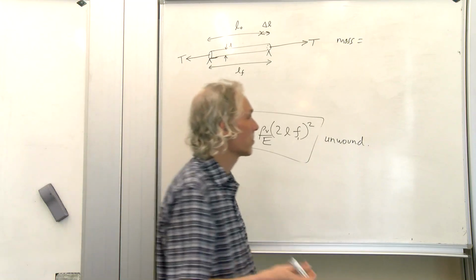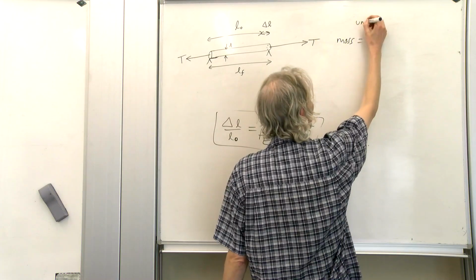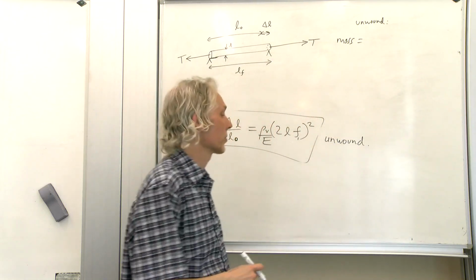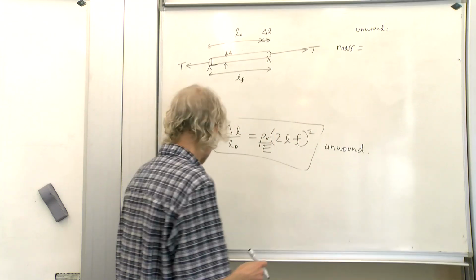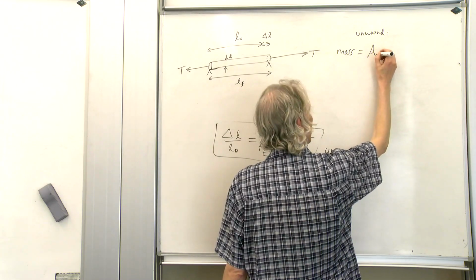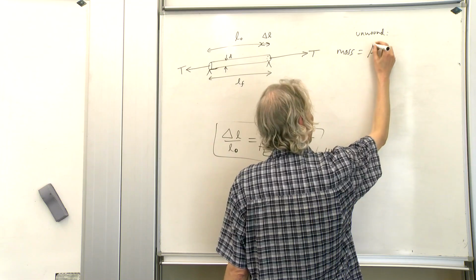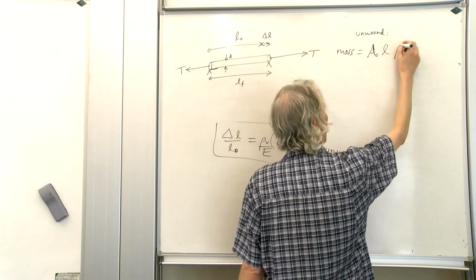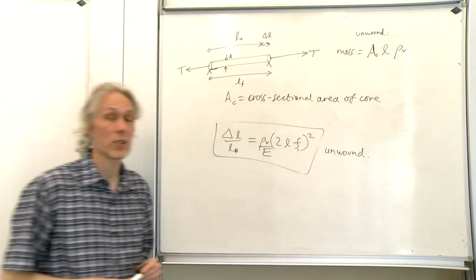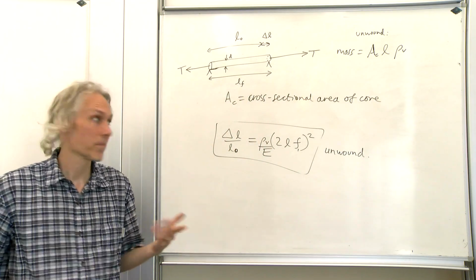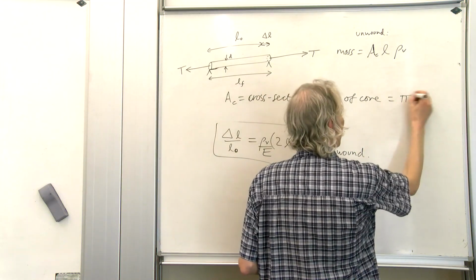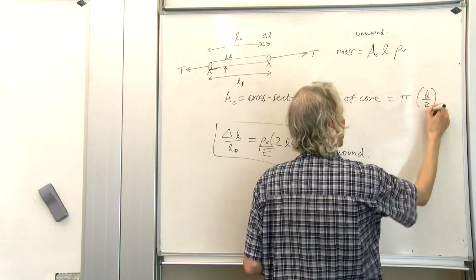So in the unwound string, the mass is going to be just the cross-sectional area of the core multiplied by the length multiplied by the volumetric density, and if it's an unwound string, it's only core that's there. And that's going to be like your pi d over 2 squared.